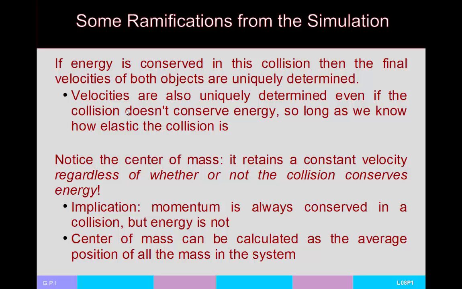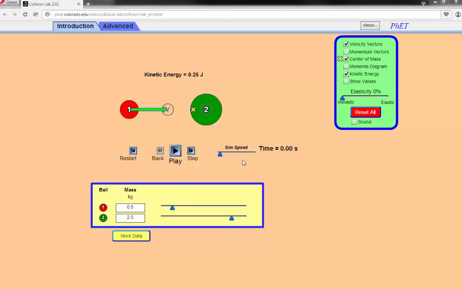The extreme case that we have available is 0% elasticity. The two objects stick together, and this is actually arguably the easiest case to solve for, because in this case, the final velocities of both objects should be equal. So let's go back and look at that simulation again just to see how that plays out.